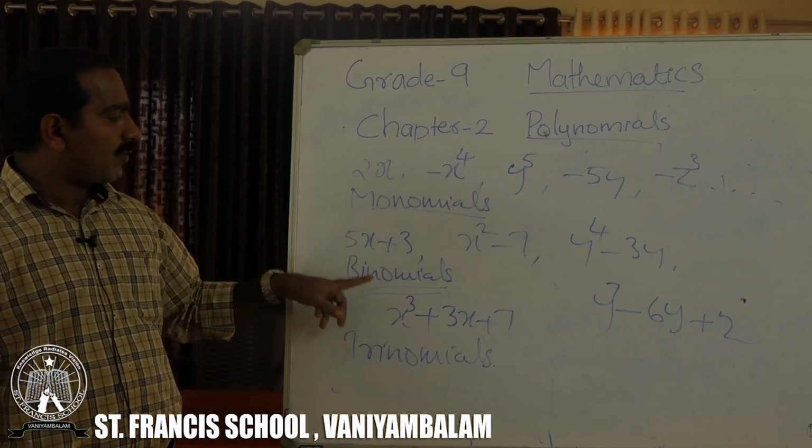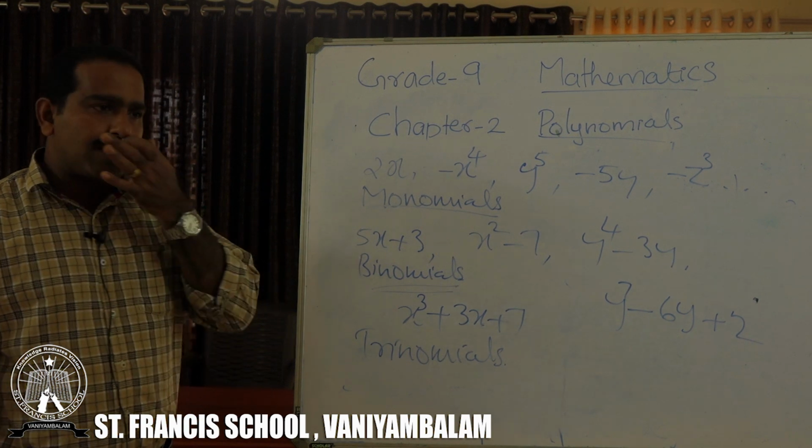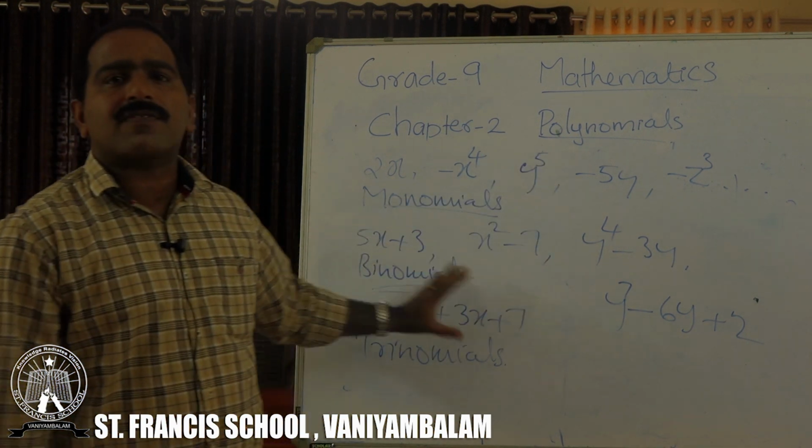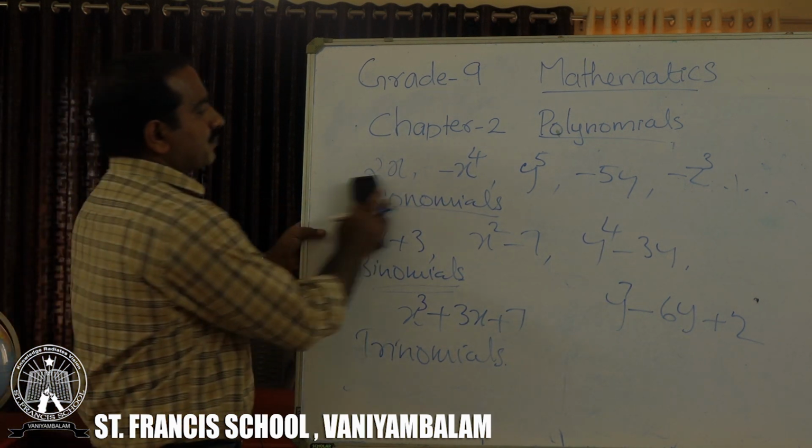One term is a monomial, two terms a binomial, three terms a trinomial. So these are the three. Anyway, all this comes under the roof of polynomials. Now, the next topic.